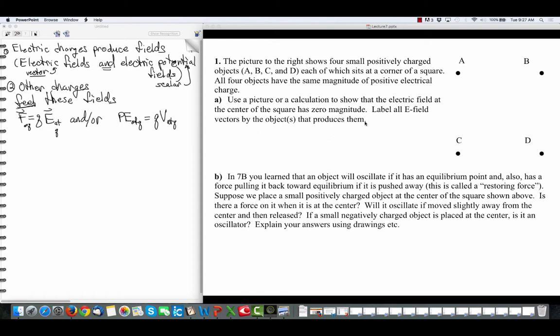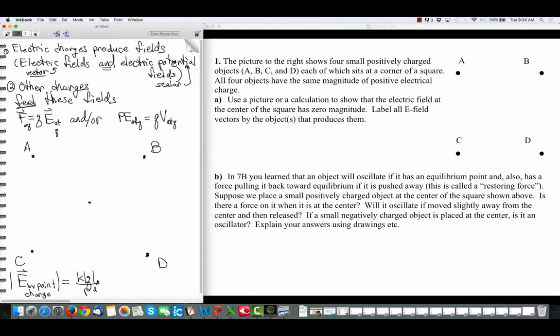So I'm going to give you a few minutes to work on that, talk about it all you want, and then we'll talk about it. If you get done with that, you can go on to part B. All right, some of you may have moved on to B. I want to make sure everybody has A firmly in mind, what that should look like, before I let you go on to B. Use a picture or calculation to show that the electric field at the center of the square has zero magnitude. Label all electric field vectors by the object that produces them.